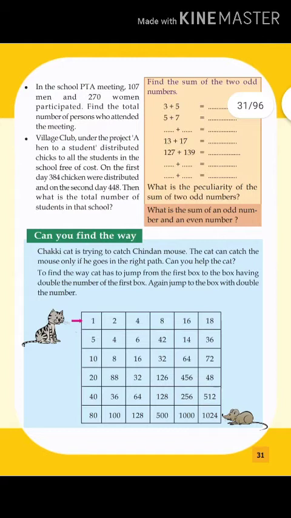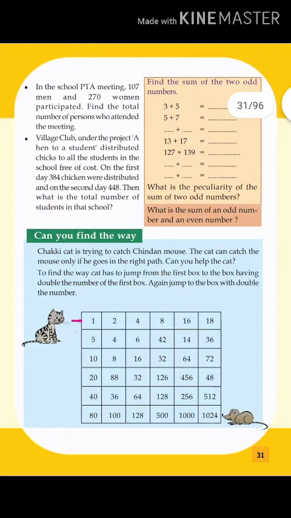Then, find the sum of two even numbers. 2 plus 4 is equal to 6. 4 plus 6 is equal to 10. You write down the answers in that textbook. Then, what is the peculiarity of the sum of two even numbers? The sum of two even numbers is always an even number.